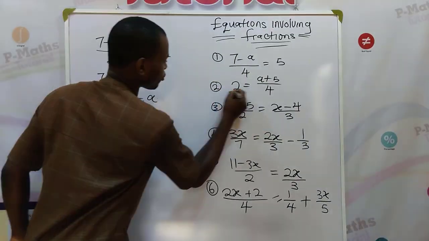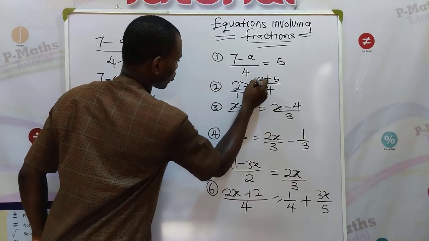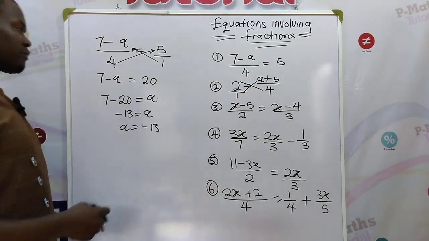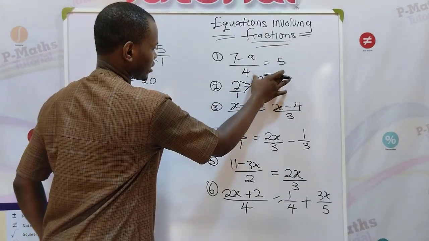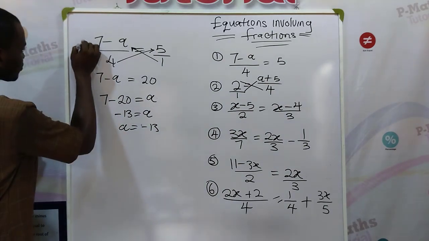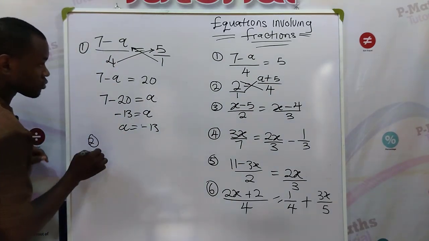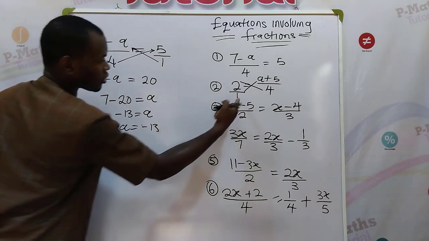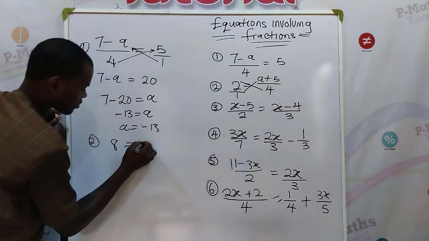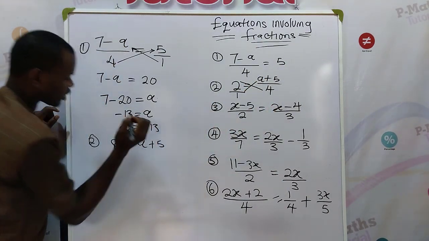Now, this second one is exactly the same process, just that the whole number is by this side. So put 1 here, cross and multiply, then you simplify. So 2 will multiply 4, and then 1 multiplies here. So what do we have? 2 times 4 will give us 8. Then 1 times a plus 5 is same as a plus 5.